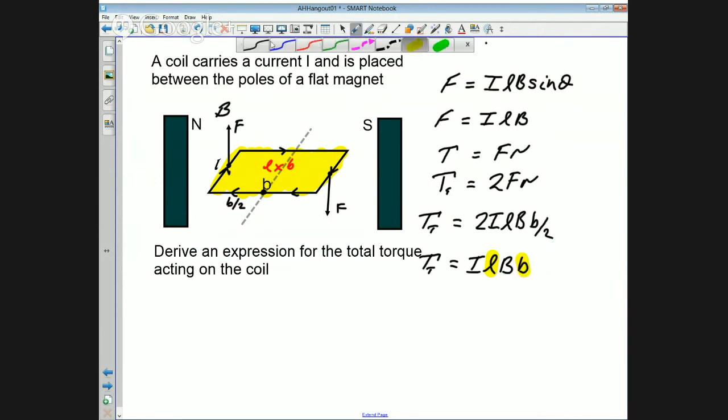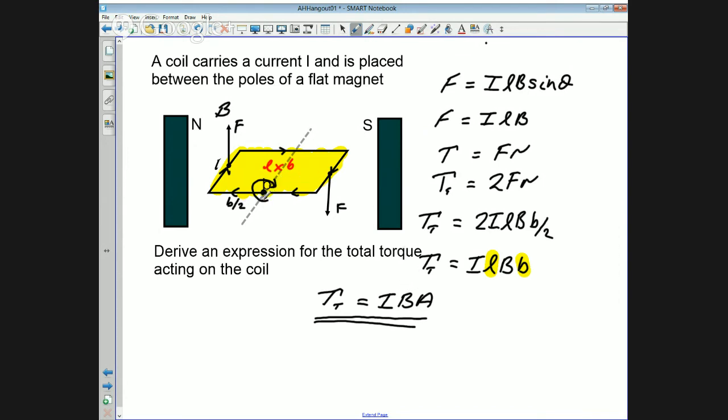So right away we can rearrange that formula to give us that the total torque acting on that little coil is going to be equal to the current flowing into the coil times the magnetic field B, which is the magnetic inductance, times the area of the coil. So there is a total torque acting on that, which is going to spin around in that particular direction.